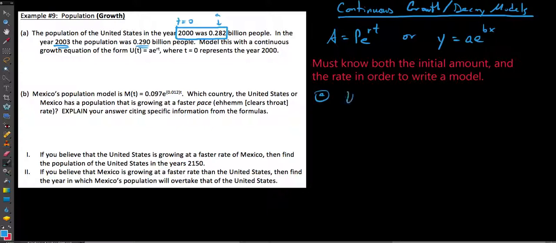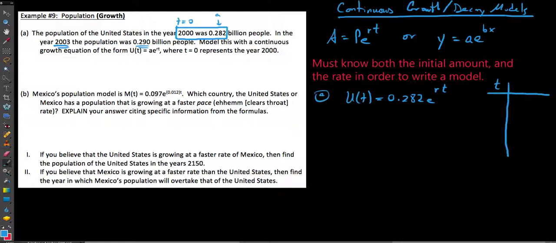I want to set up what we know. We say u of t, the population of the United States at a given time t, is equal to the initial population, 0.282, e to the rt. We're not going to use bx; we're going to use rt to keep in line with the form of the model that was given to us. If we're going to do our due diligence, let's put in a table over here.